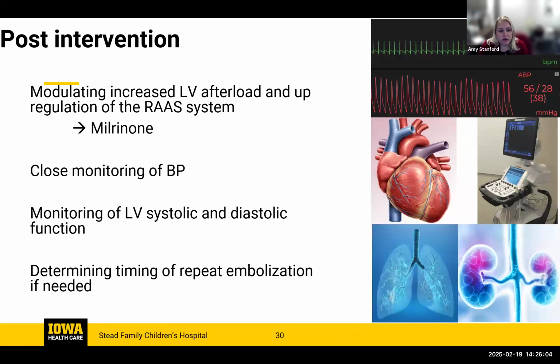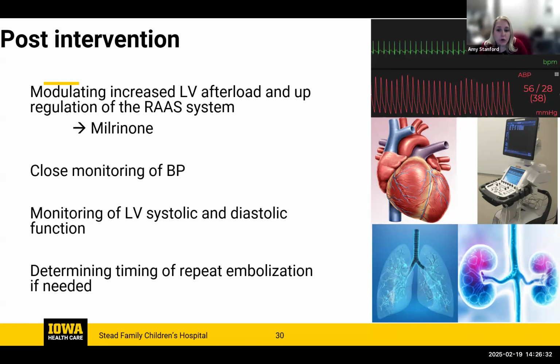So the goal of early post-interventional T&E is then to guide the use of systemic vasodilators such as intravenous milrinone. We want to modulate the increased LV afterload and upregulation of the RAS system. And milrinone is a really ideal drug in this case, but we need to have continued close monitoring of blood pressure. We don't want to see swings in our blood pressures, and so we'll carefully titrate the milrinone after starting it.